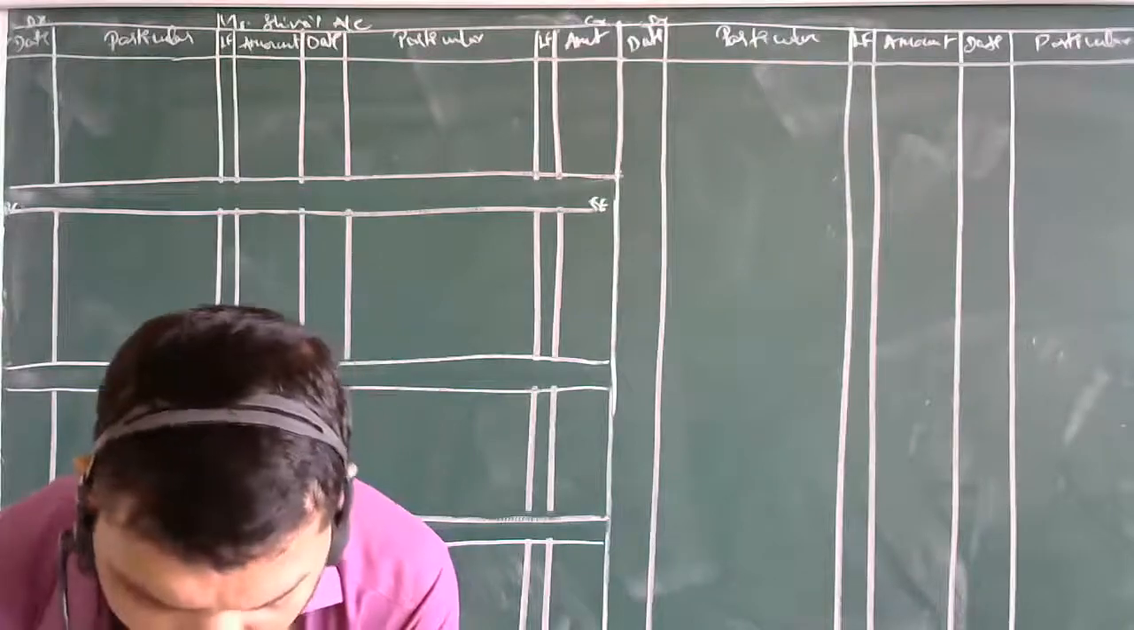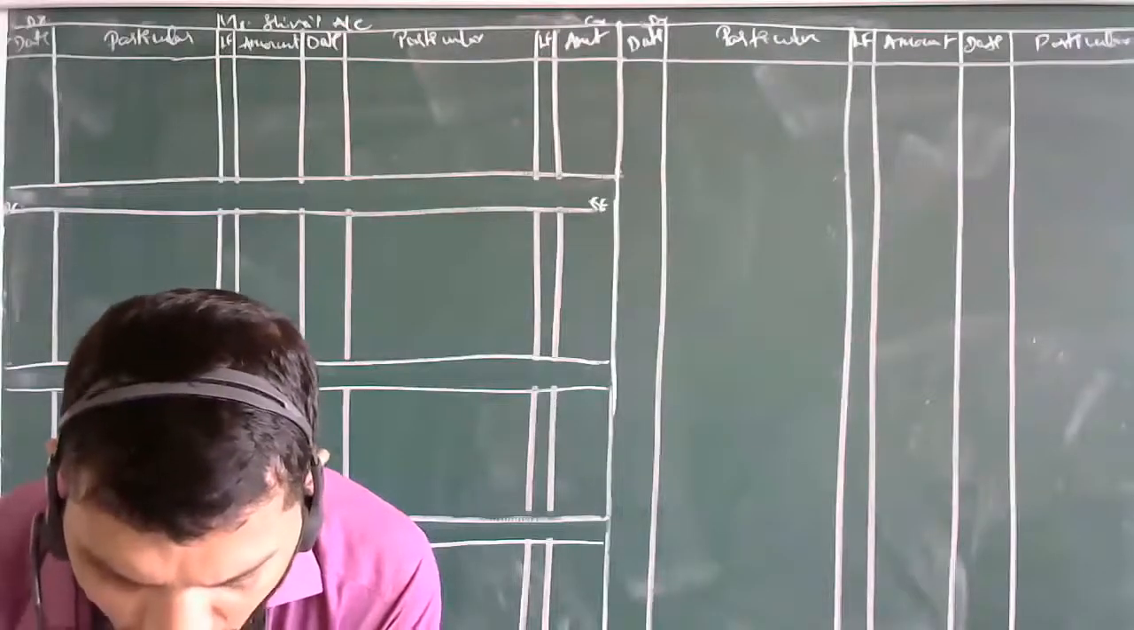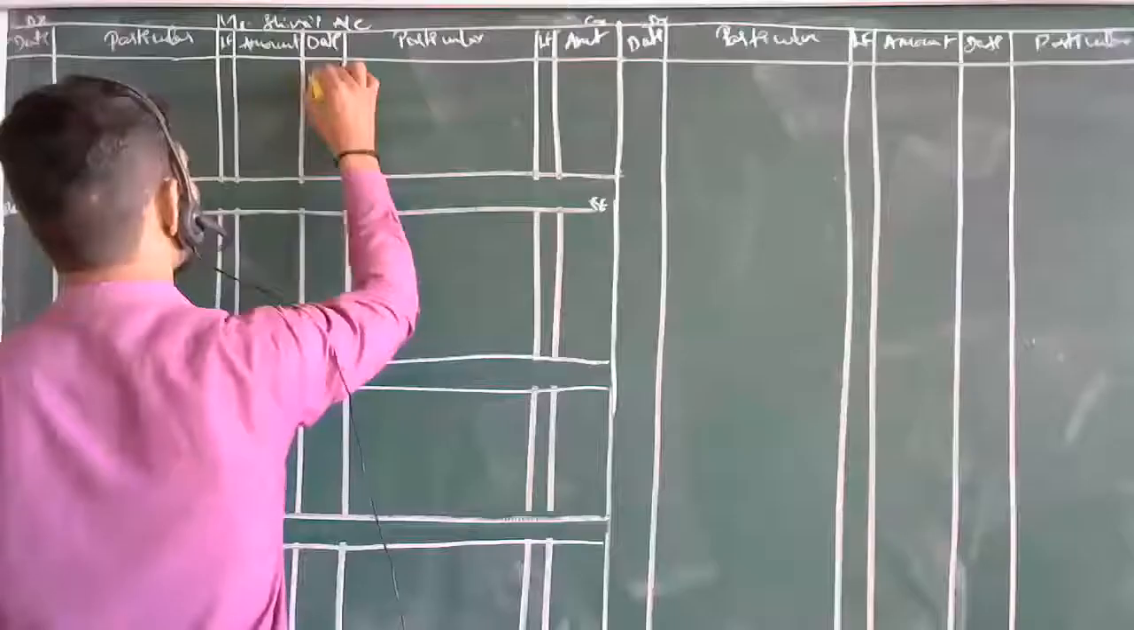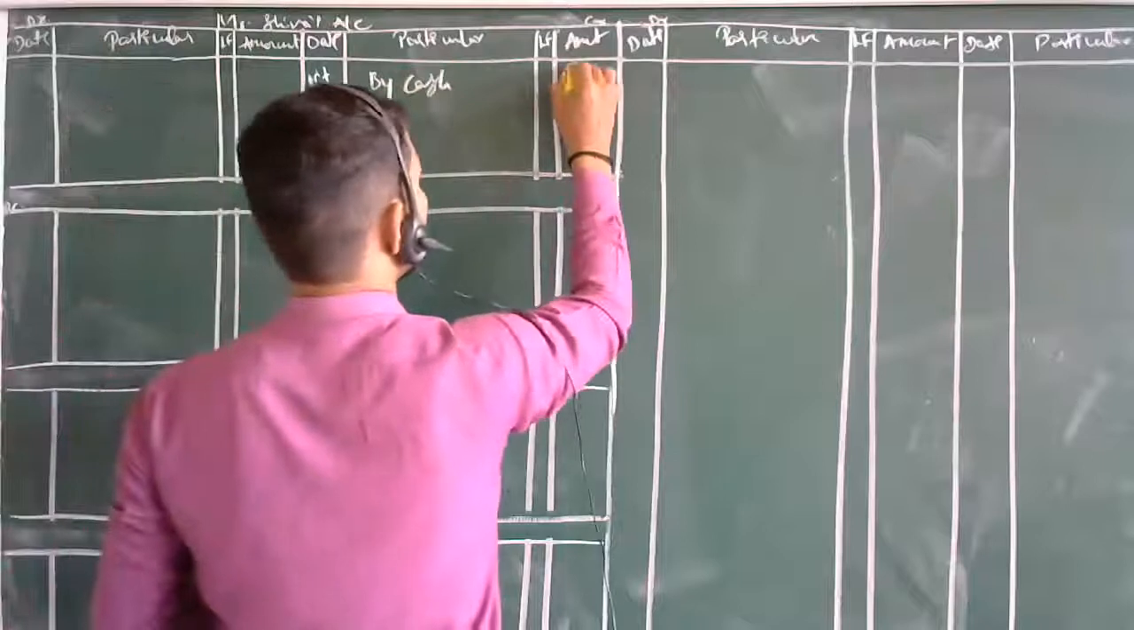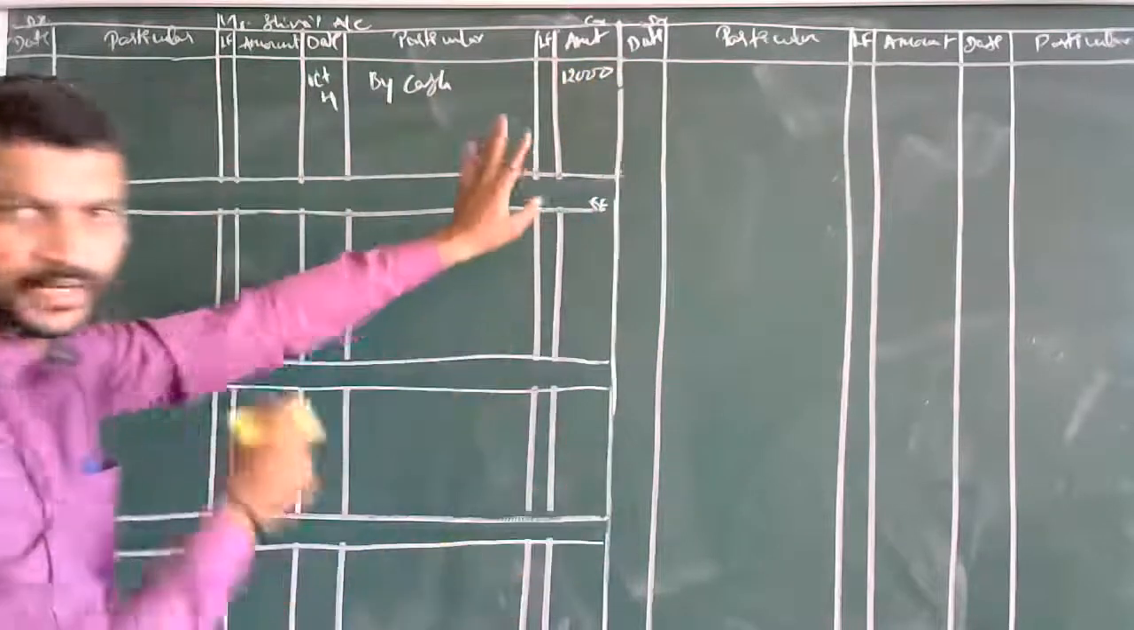Cash in hand, we are having the balance over there. The Shiva's account, it took place on October 4th. What is the entry? By cash, 12,000. So this entry got over.